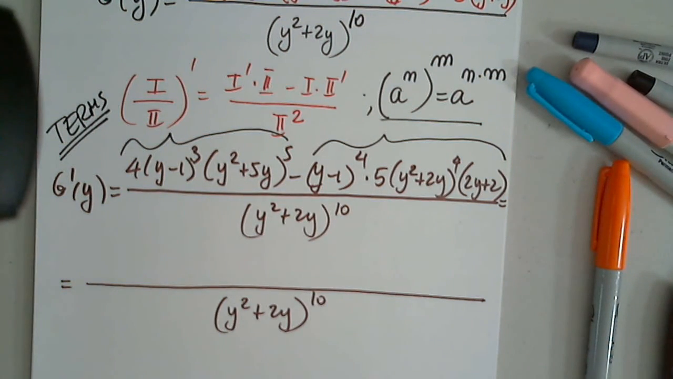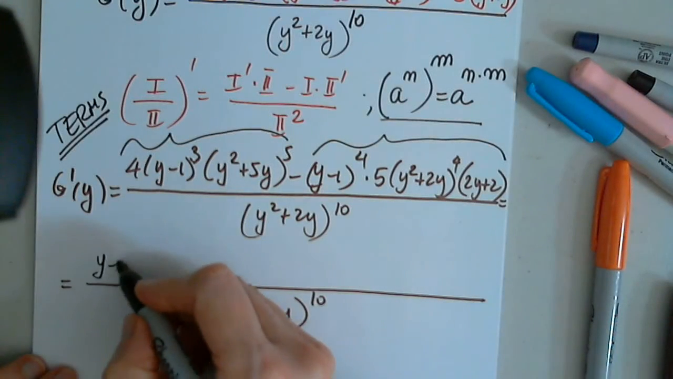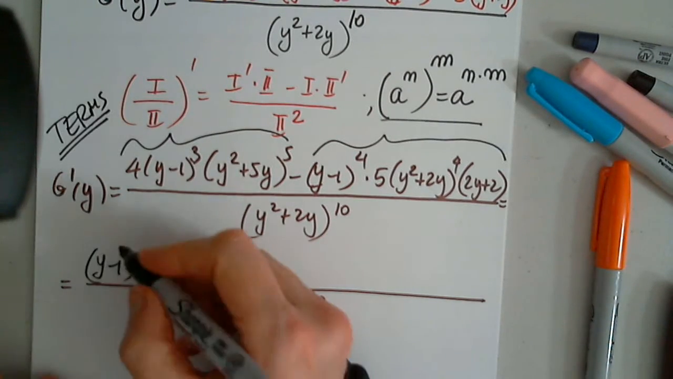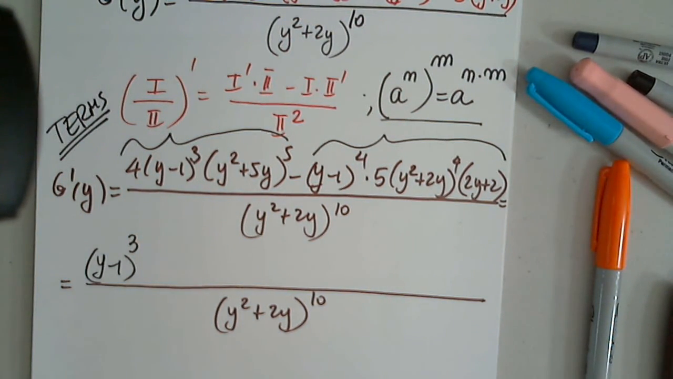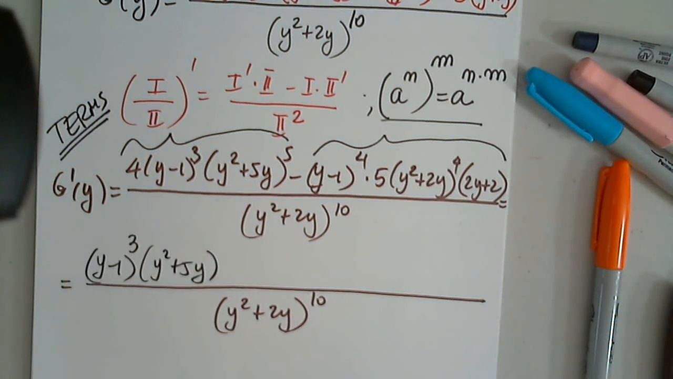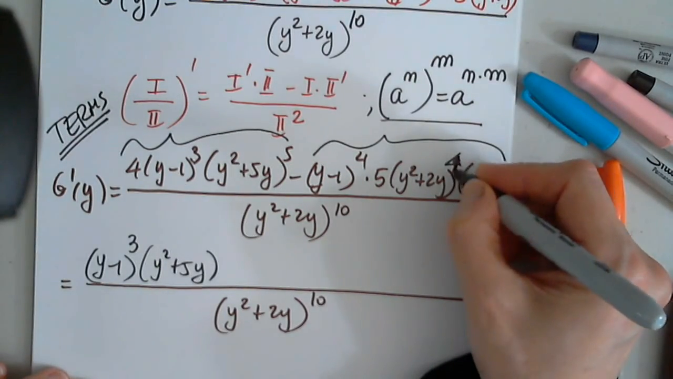Good. What do they have in common? Let's say, Sarah, what do you think they have in common? The y minus 1. Good. Which power? To the third. Excellent. The smallest of the two. Great job. What else? They have a y squared plus 2y. Good. Which power? Is that a 4? I can't see on the right. Yep, 4.